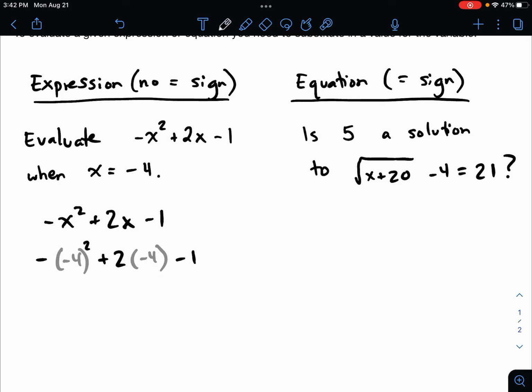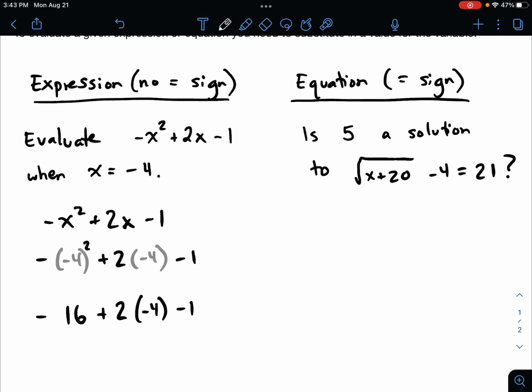And now I can simplify using order of operations. So if I take -4 squared, remember that's just like -4 written twice, right? I'm repeating that -4 twice. And we know that -4 times -4 is just positive 16. So I'm going to bring down this minus. We haven't done anything with that minus yet. We said that -4 squared is positive 16, so I'm going to write the 16. I'm going to bring down the plus, the 2, the -4, and the -1.